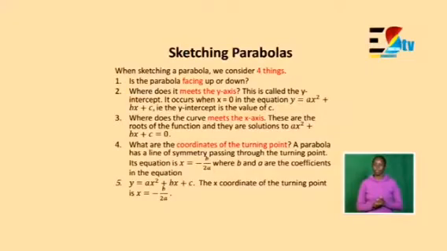So here I'm just highlighting the things that I've already mentioned. You have to know where the graph is facing, up or down, from the coefficient of x squared. Also where the graph meets the y-axis, and also where the graph meets the x-axis. Number 4, the coordinate of the turning point.